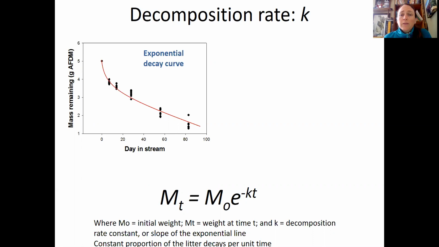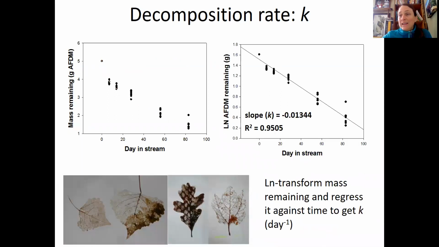And the cool thing about decomposition is we don't actually have to solve for this equation, but if we convert the mass remaining data to the natural log and we do a linear regression, then the slope of this line becomes k, which is the decomposition rate. So it's really cool because we can calculate the decomposition rate using linear regression. And the decomposition rate in this case is the mass lost per day.